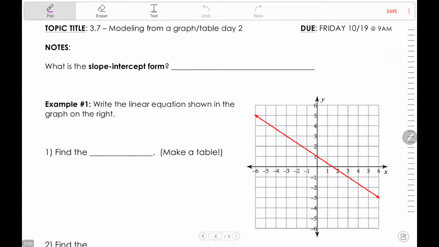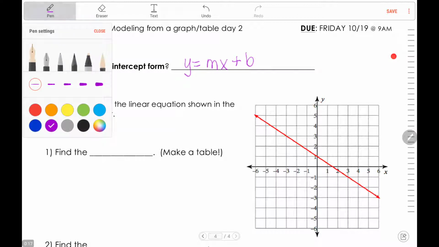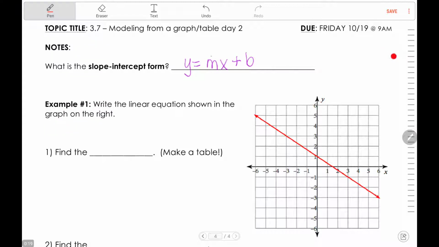Today we're going to do a quick review of slope-intercept form, which is y equals mx plus b. The reason why it's called slope-intercept form is because m, in this form, gives us the slope, and b gives us the y-intercept, hence y-intercept form.